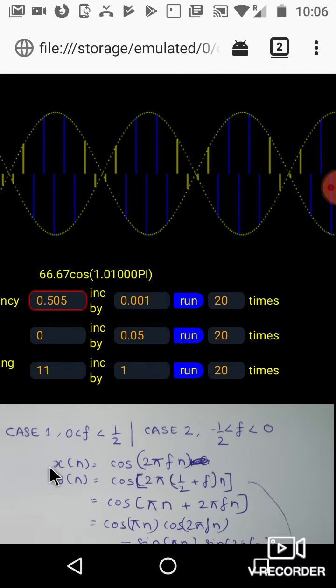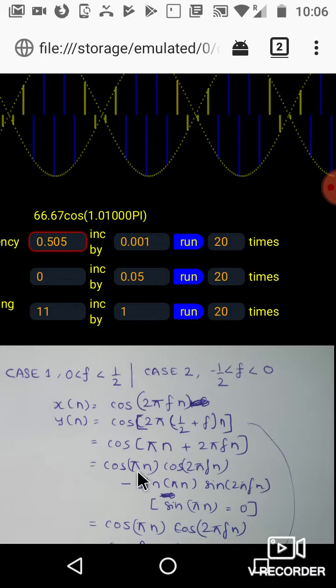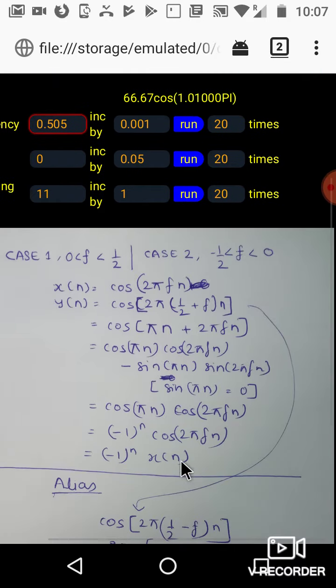So let's say we have equation x of n equal to cos 2 pi fn, and we increase the frequency by half, that is half plus f. So since f is in this range 0 and within half, we are adding something lesser than half to half. So if we expand the equation, this will become cos of (pi n plus 2 pi fn), and then this expansion of cos a plus b. So sin pi n is 0, so the second part will completely become 0. So it becomes cos pi n cos 2 pi fn.